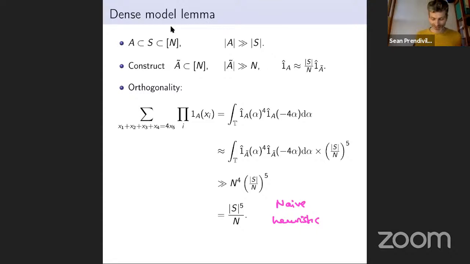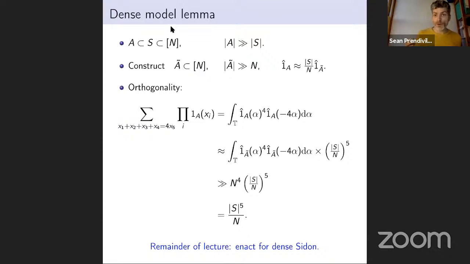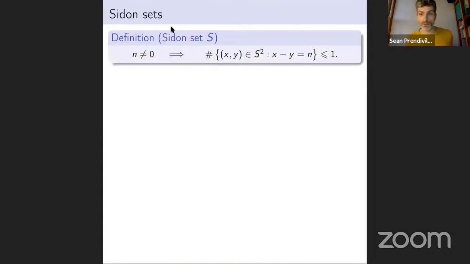Those elementary counting arguments require that your host set isn't very, very sparse. But in our applications, it's not going to be, and one can show using this counting argument that there exists at least one non-trivial solution. So that's what we hope to do. We hope to model our sparse set with a dense set. And in the remainder of this lecture, I'm just going to enact how to do this for these dense Sidon sets. But let's talk about what a Sidon set is first.